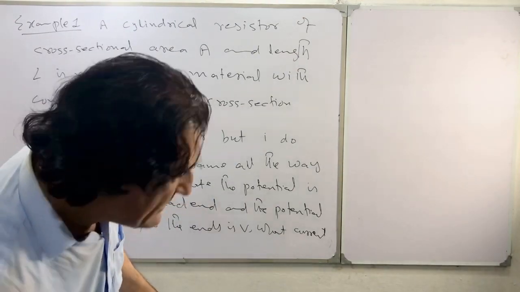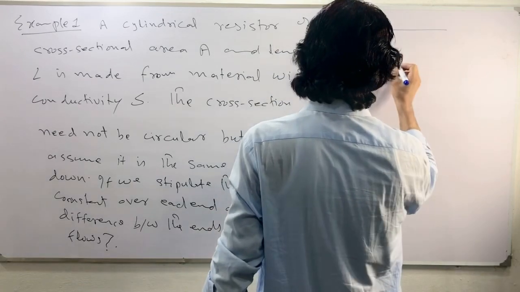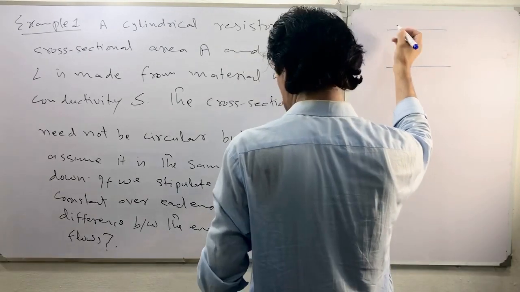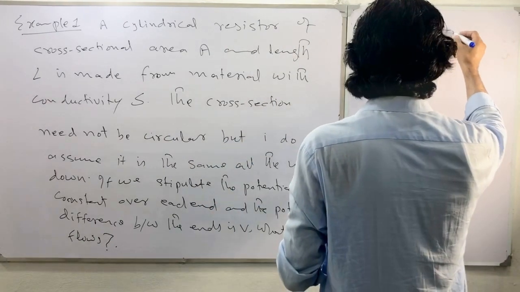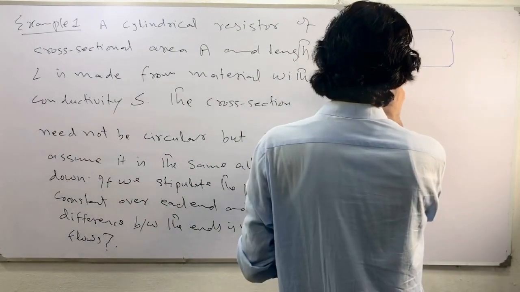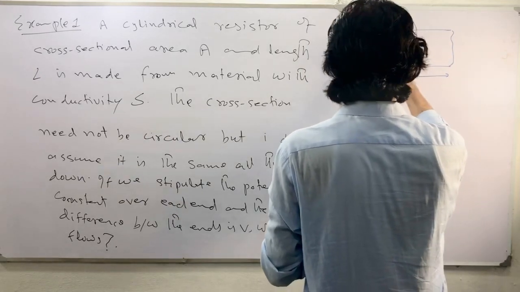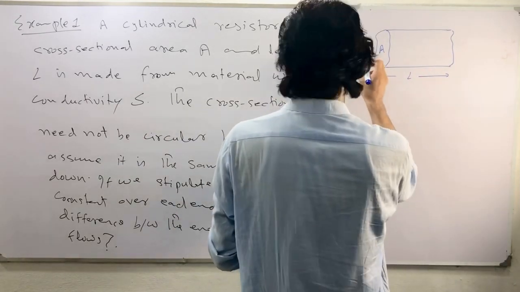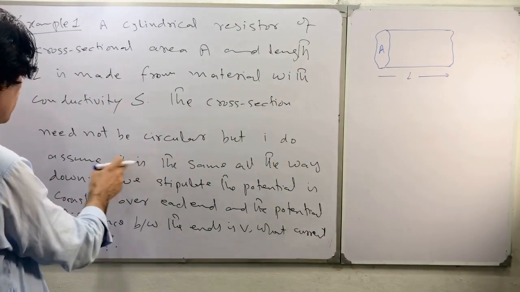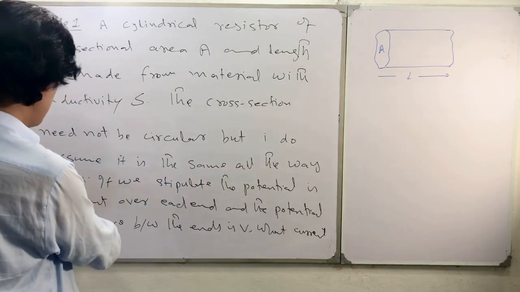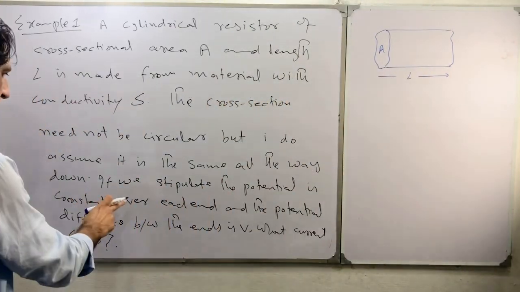I will consider this point, a cylindrical resistor. Let's say this is a cylindrical resistor, and it has length L and cross-sectional area A. Here the cross-section need not be circular, but I do assume it is the same all the way down. It is not circular, but it is in a shape like this.